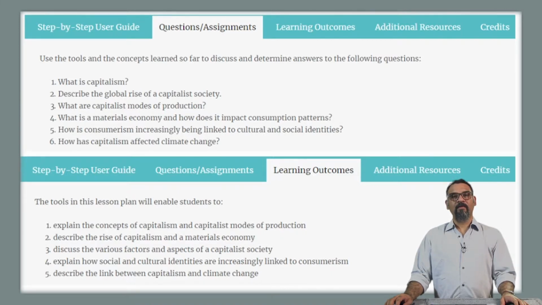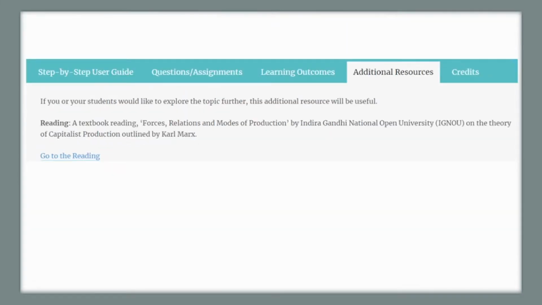Learning outcomes. The tools in this lesson plan will enable your students to: 1. Explain the concepts of capitalism and capitalist modes of production, describe the rise of capitalism and a materials economy, discuss the various factors and aspects of a capitalist society, explain how social and cultural identities are increasingly linked to consumerism, but most importantly, describe the link between capitalism and climate change. If you or your students would like to explore this topic further, some additional resources are provided in this lesson plan too.